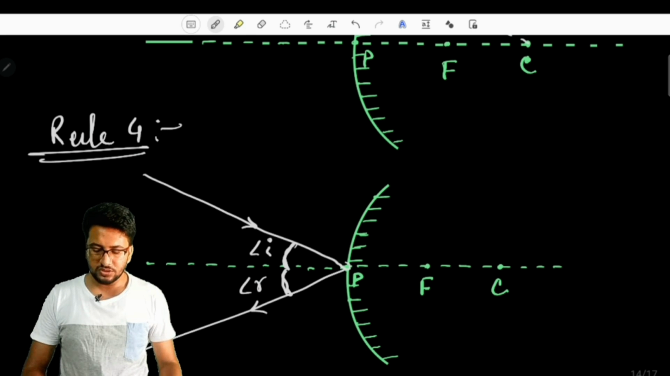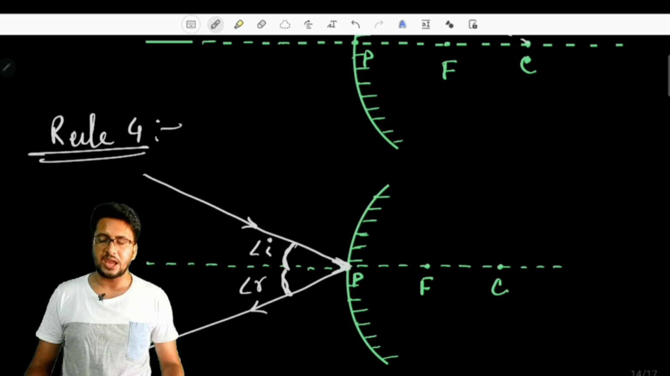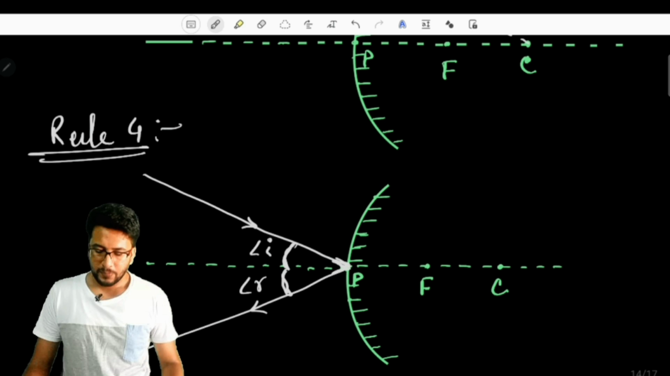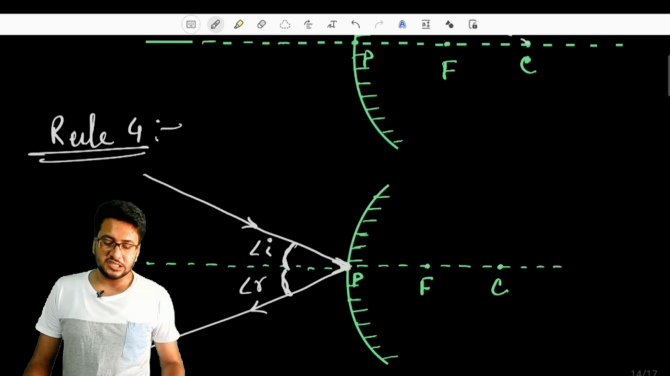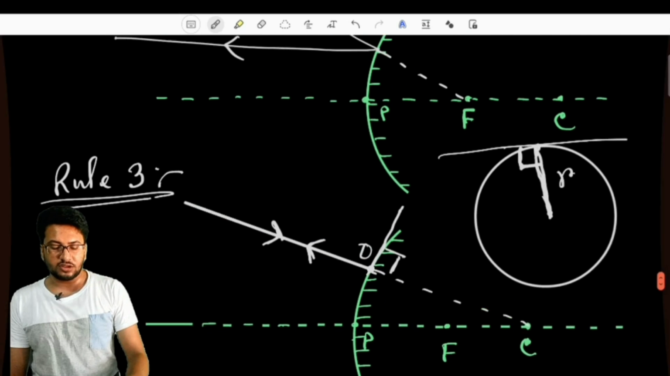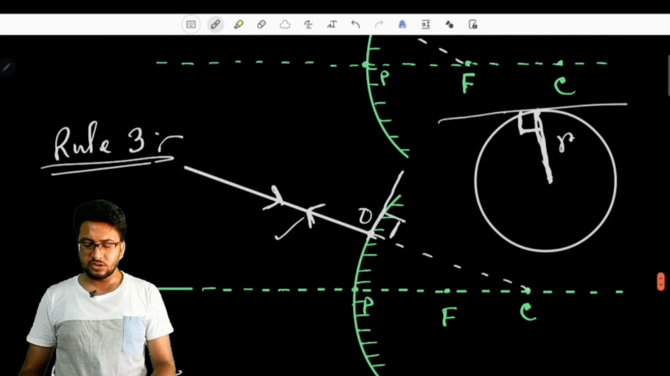Okay. So the point on the spherical mirror always tries to act like a plane mirror. So these geometries are sustained in all the cases. In previous cases also, if you see, in this case also the laws of reflection are maintained.